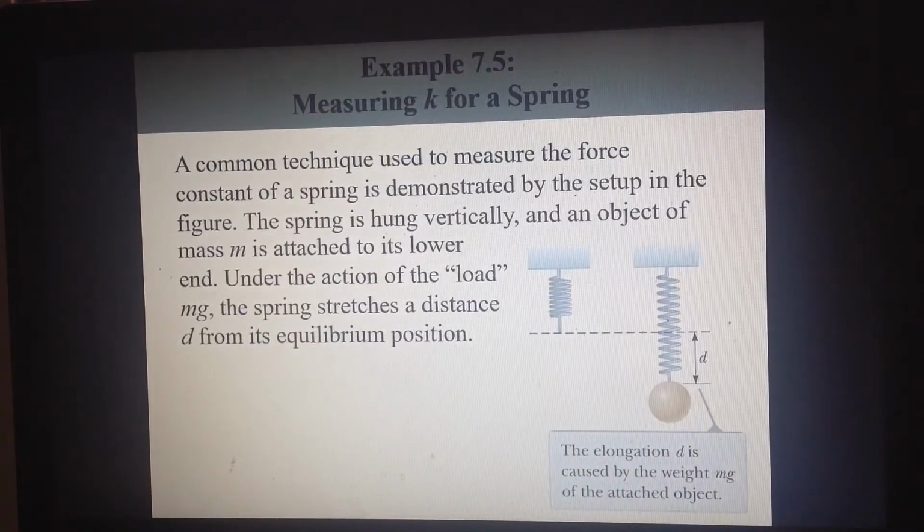Okay, now let's look at this example right here, example number 7.5. In this example, I want to talk about how we can calculate the k value. The k value is called the spring constant, or maybe it's also called the elastic constant. These two pictures try to explain exactly what is going on. The first picture here is a spring. There is no mass on it. The second picture is a spring that has been stretched by a distance d when a mass is added to it.